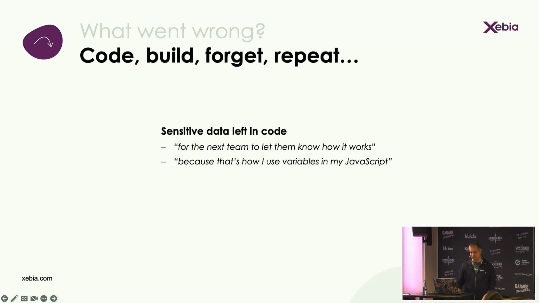What went wrong? Very simple explanation. Sensitive data left in the code for the next team to let them know how it works. So we don't know what documentation is, so yeah, let's leave it in the code. They will see it, then they should delete it. Yeah, why not? And that's the first one. Very, very simple, as I said.